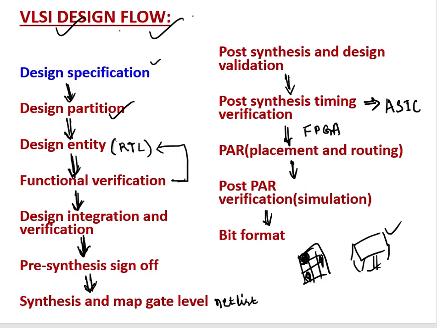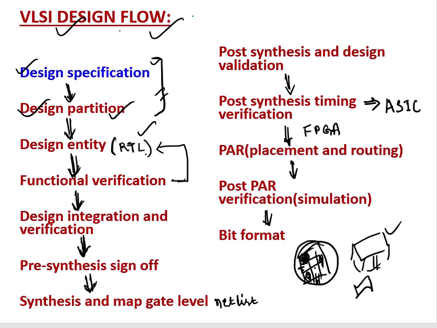And specification means how many gates I need, what is the thickness of the wall, how it should look like, what is the color of this building, and inside, what should be the floor. So this is all about design specification and design partition. Okay, and what is the design entity? Design entity is nothing but, once these two things are finalized, the next step is to write the code, that is called RTL coding. So design entity is nothing but RTL coding.